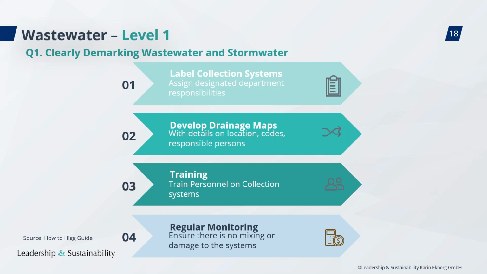Then thirdly, provide training to all responsible persons on the different uses of each collection system. And fourth, regularly check all stormwater and wastewater collection points and drainage systems to ensure that there is no mixing or that there is no damage to the system. And here we would like to see the following documentation as well: the drainage maps that you have, and also any documented policies and procedures and regular monitoring records if you have that available. So this was about how to make sure that you have separated wastewater and stormwater systems.